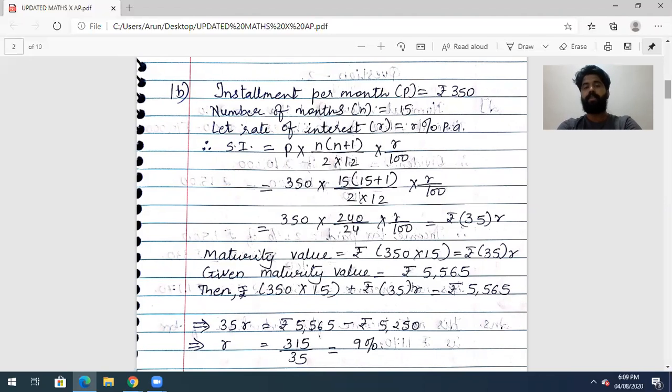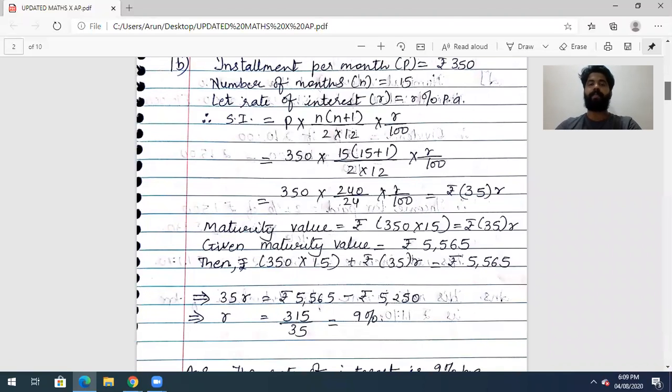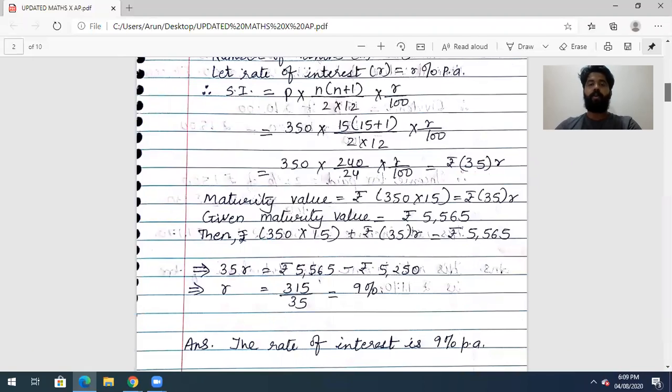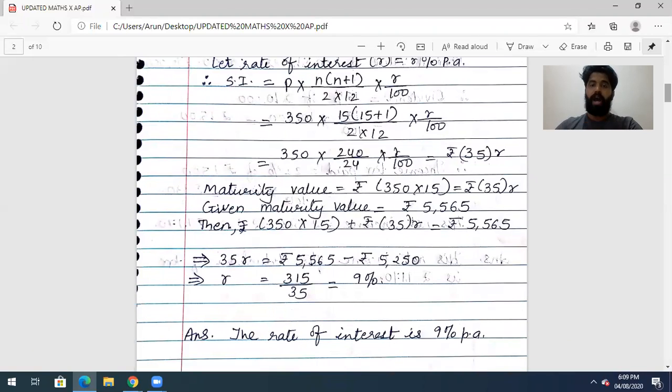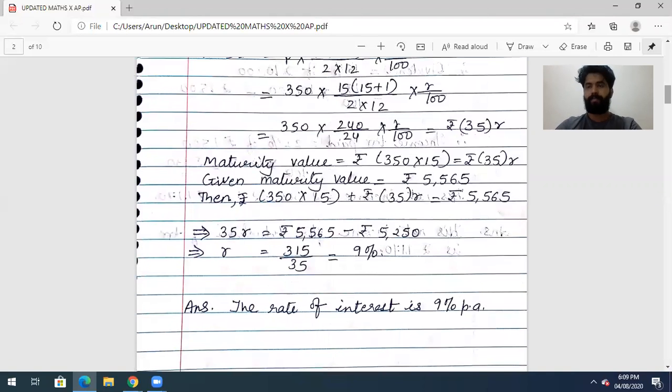So when you substitute the values, you will get P is 350 into n is 15. So 350 into 15 plus 1 upon 2 into 12 into R upon 100. So 15 into 15 plus 1, that is 15 into 16 is 240. So the two zeros cancel with these two zeros. 24 ones are 24, twos are. We are left with interest is equal to rupees 35 R.